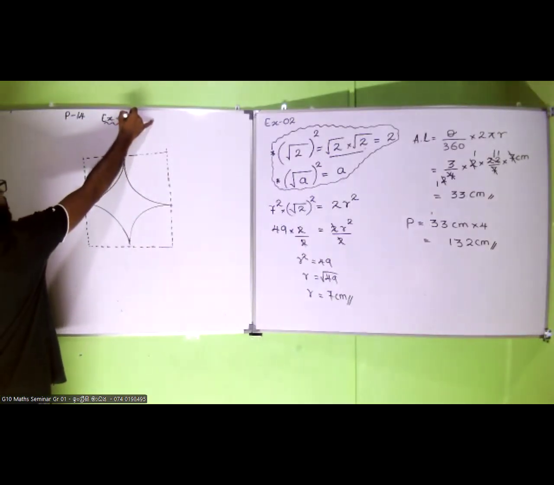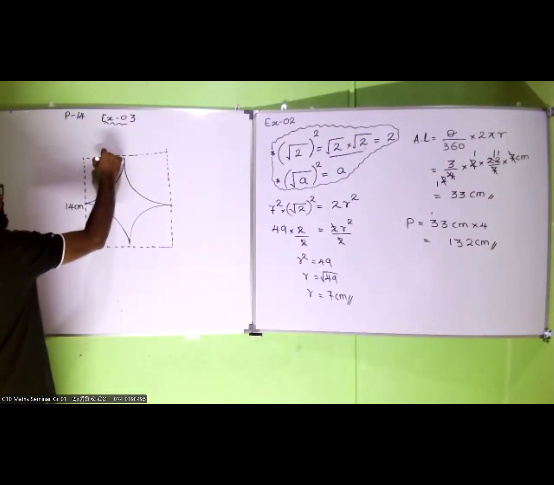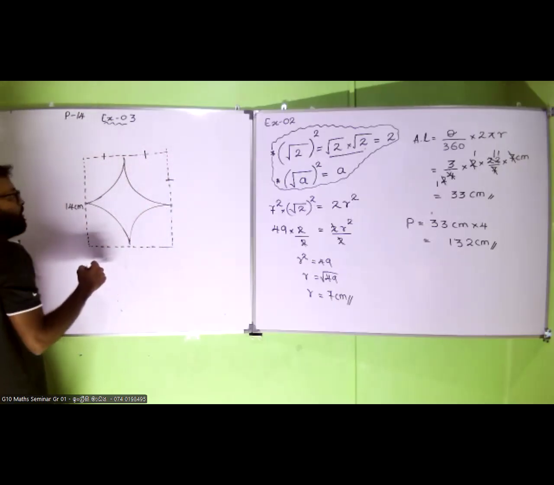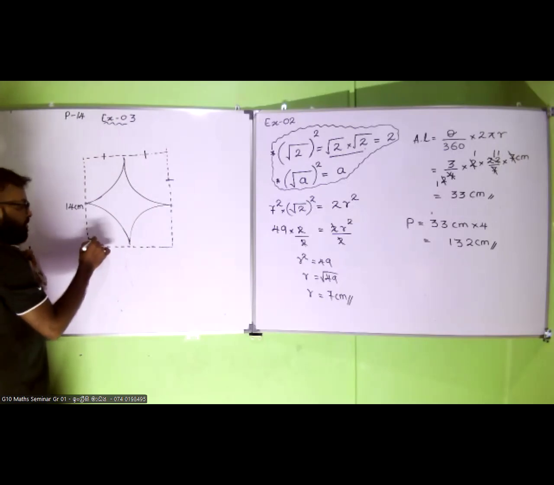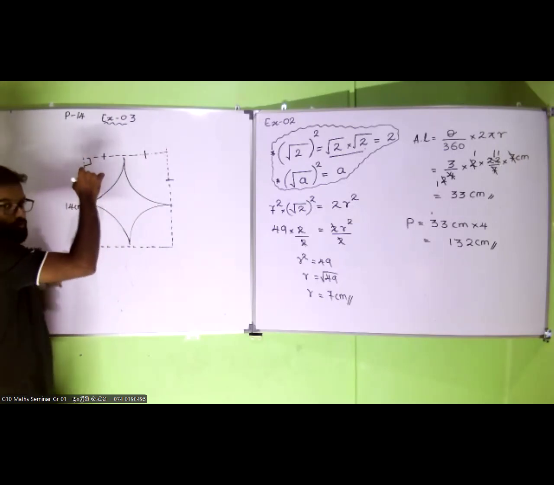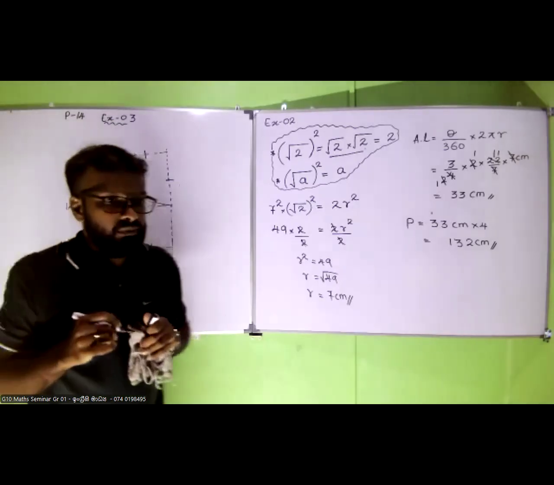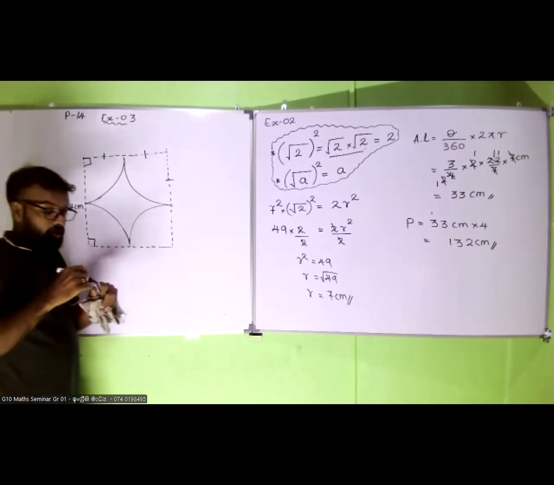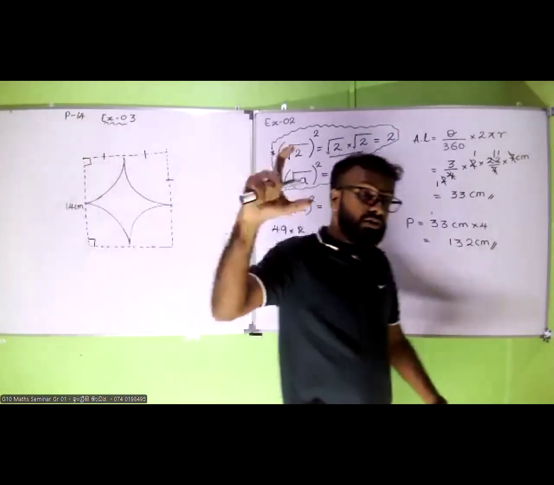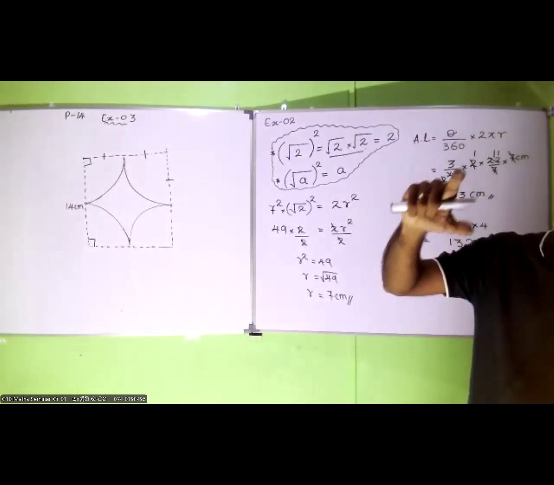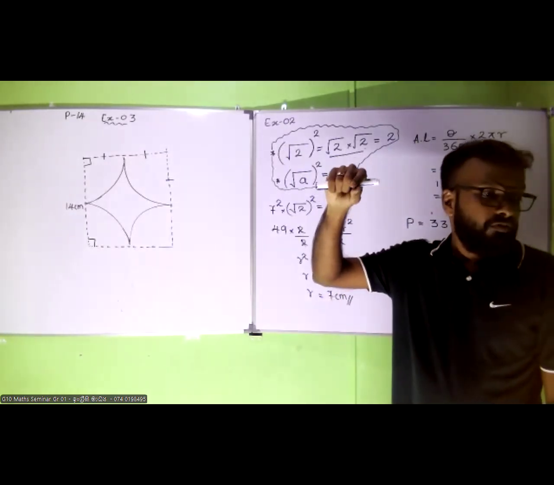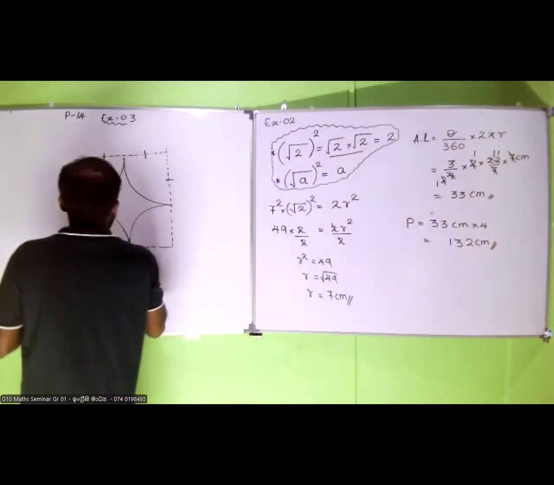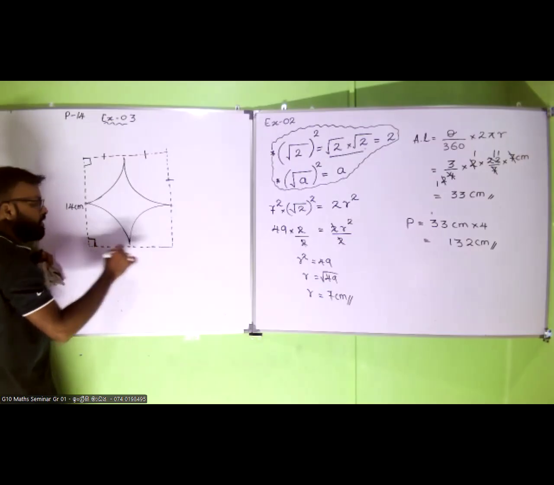Example number 3. So this length, this length and this length are all equal. They have not given that these are right angles, so you have to take it yourself. So this is a square. When you read the question, it says: find the perimeter of the figure, side length of the square 14 centimeters.